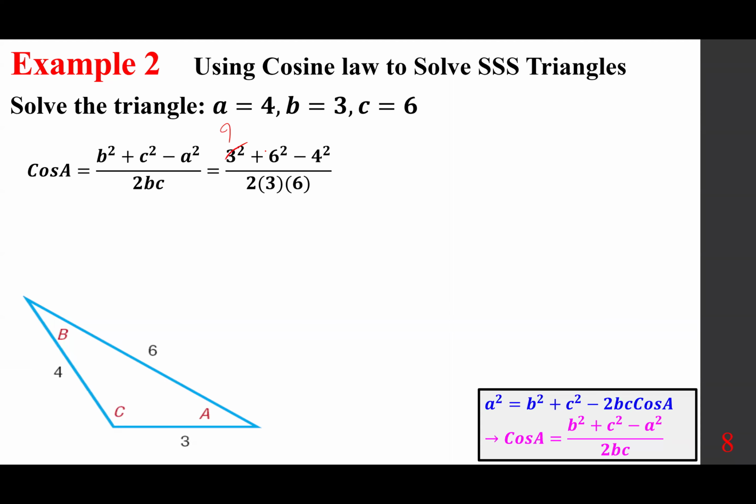This is 9 plus 36 minus 16. We get 29 in the numerator. The denominator 2 times 3 times 6 is 36. And of course, another common arc. A is cosine inverse of this number. A is cosine inverse of 29 over 36, which is 36.3 degrees.